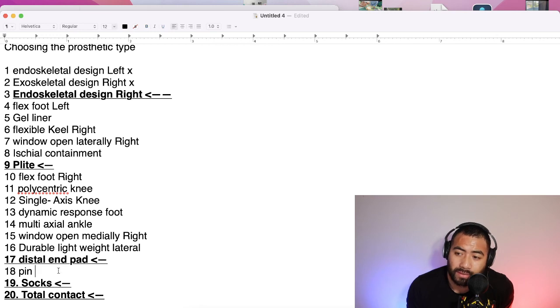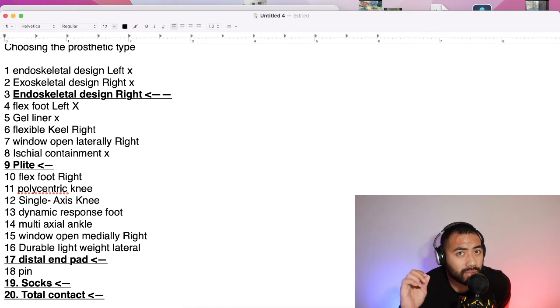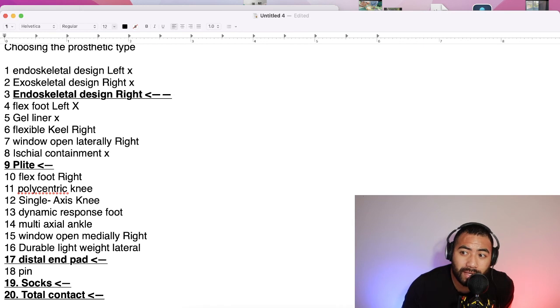Okay, and let's go through this again, and we're going to cut out some stuff so we're not distracted. I don't like to be distracted a lot because I'm easily distracted. So flex foot left. Left, we already know left is not going to be one of them because that doesn't make any sense. Gel liner, we've already X'd out gel liner because we're doing P-light. Window open laterally, we're going to have to come back to that. Ischial containment, we're already distally end bearing by the distal end pad, so we're not going to do ischial containment. Plus, there is nothing that was said about the femur or the femoral head or the femoral neck being weak, so I'm not going to even worry about that. I'm just going to not do that.